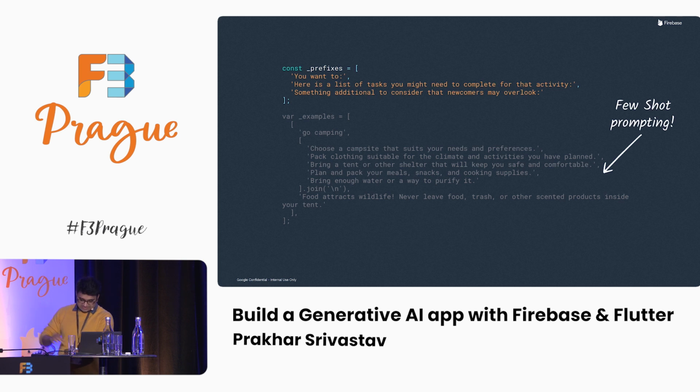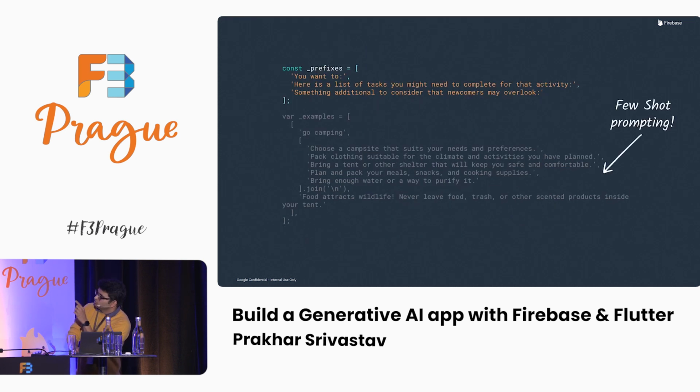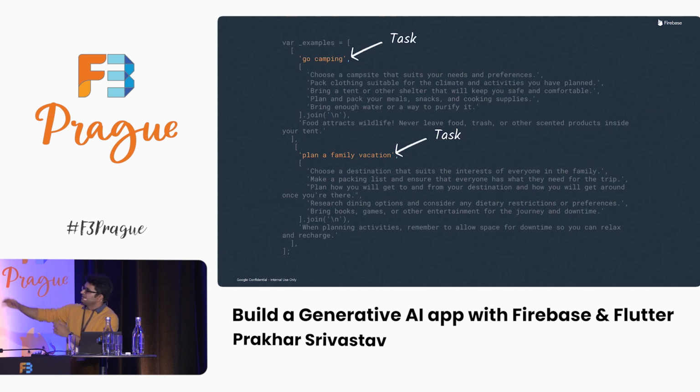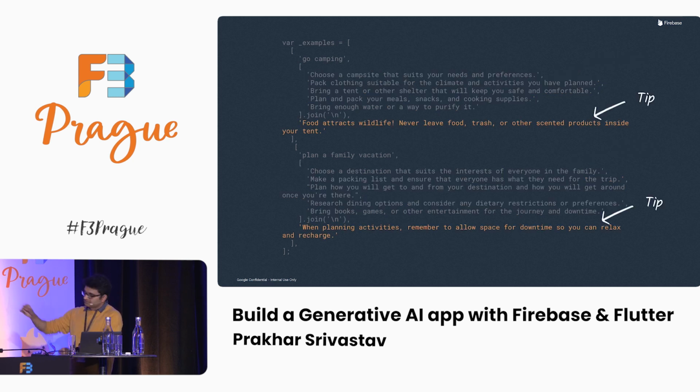So for example, the first example is go camping. So the prefix will be, you want to go camping, okay? Here's a list of tasks that you might need to complete for that activity. And here are some subtasks, for example, choose a campsite, pack clothing, bring a tent, etc. And here's my second example, which is plan a family vacation: choose a destination, make a packing list, etc. And then optionally a tip, right?